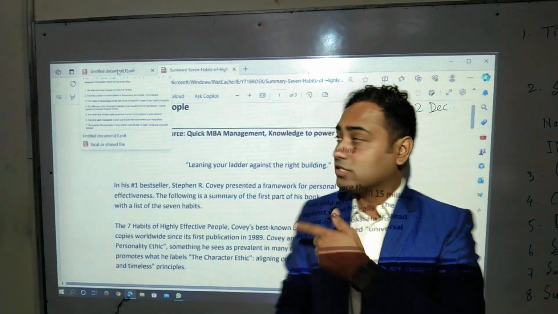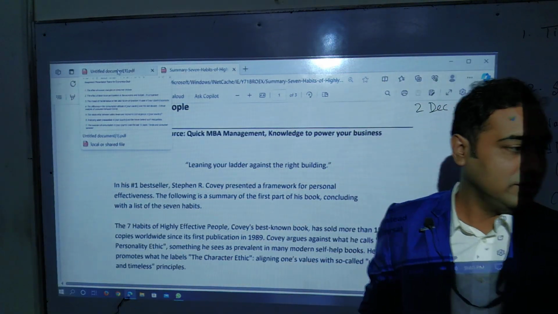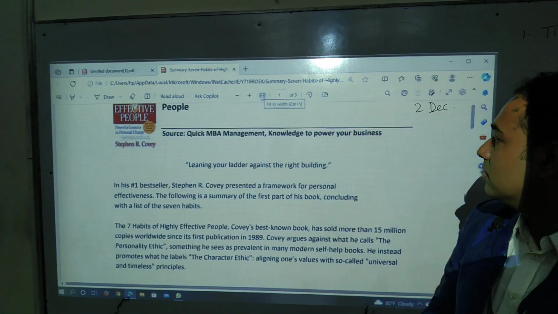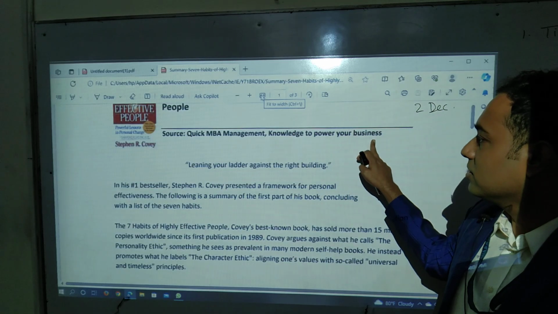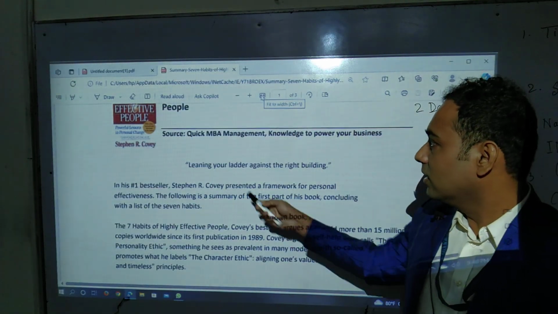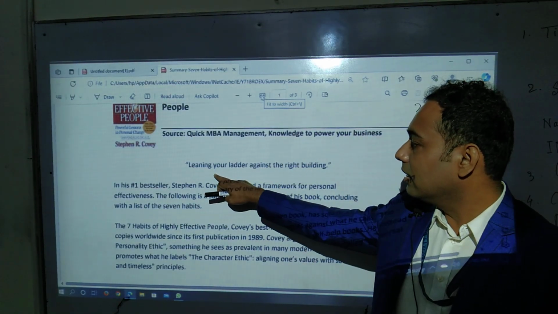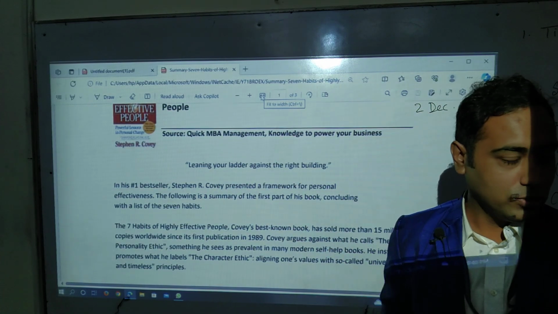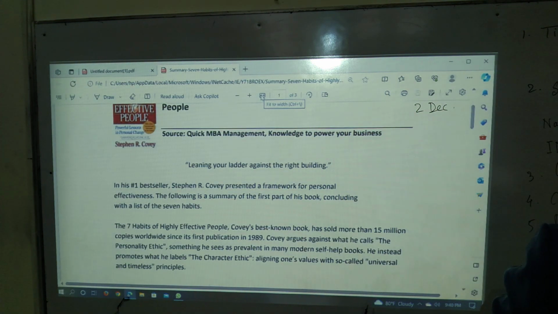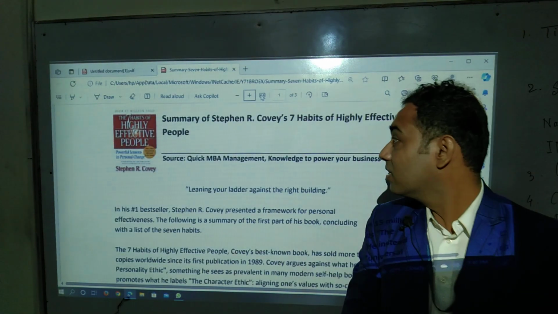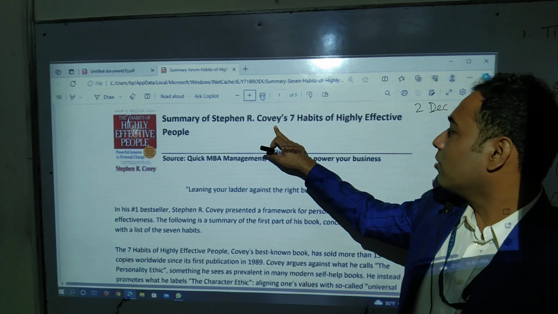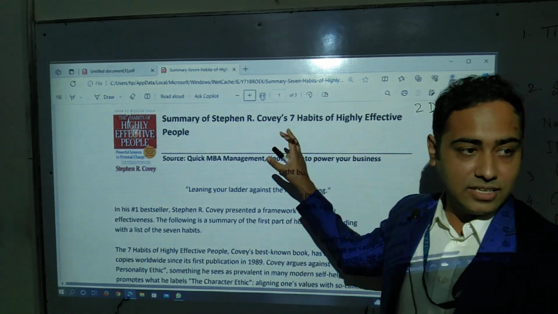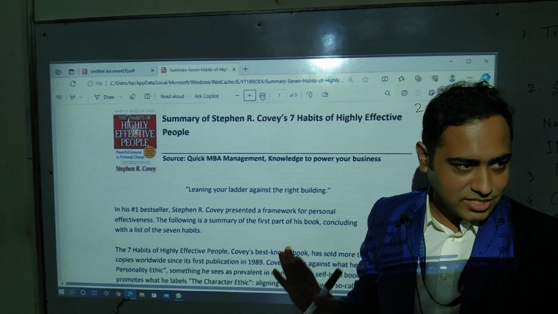As you can see here on the screen, there is a title I have given: Knowledge to power your business. So it's an interesting source, and the main thing is leaning your ladder against the right building. That's one of the topics I'm talking about. So the main criteria is Stephen R. Covey's 7 Habits of Highly Effective People. That's the title. I have not started my presentation yet.